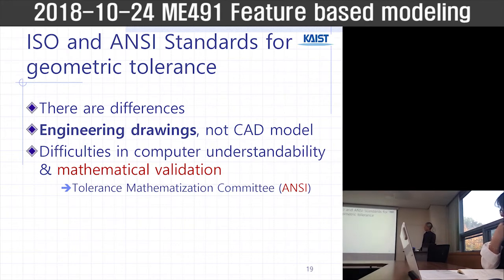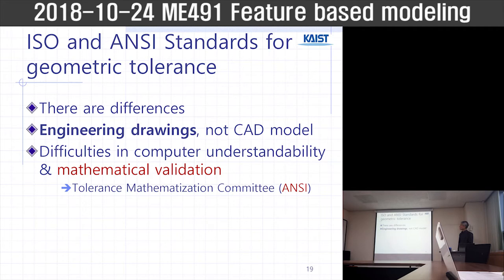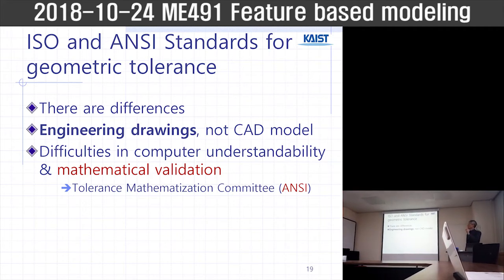Okay, standards: ISO and ASME standards for geometric tolerance. There are differences, not the same. ISO is international, ASME is American, right? They must be the same, but they are not the same, right? Small differences.